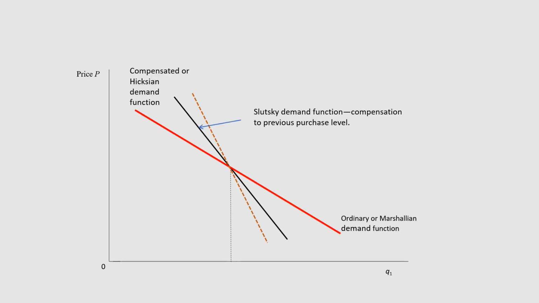In this slide, we put the compensated or Hicksian demand function along with the Slutsky compensation demand function, where the compensation is to the previous basket of goods, and the ordinary demand function all on one graph, and all of them intersecting at this particular point.